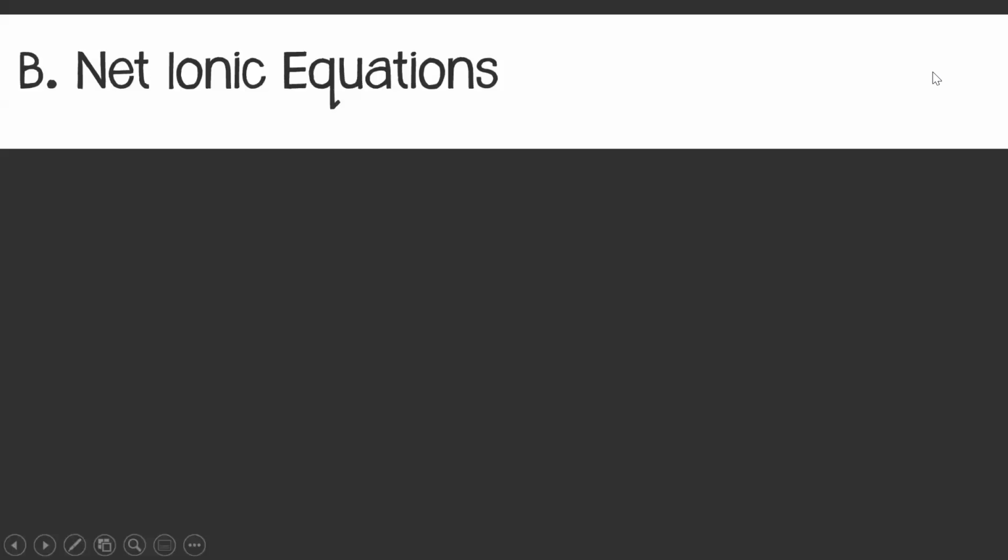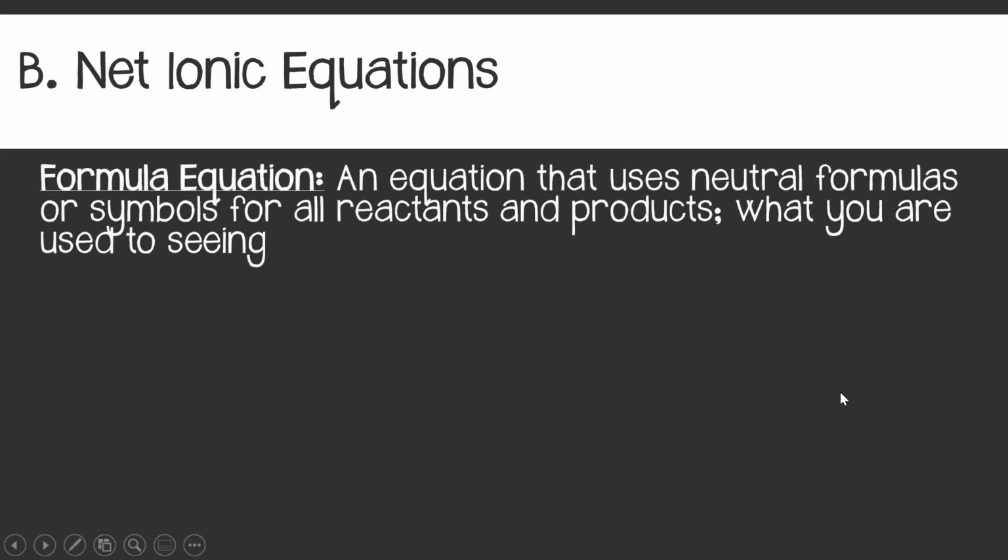Okay, so video 2 for 14.1, part B, net ionic equations. We first need to talk about what a formula equation is. A formula equation is what you are used to seeing in Chem 1 and Chem 2 so far. It is an equation that uses neutral formulas or symbols for all the reactants and all the products, like I said, what you are used to seeing in sciences so far.